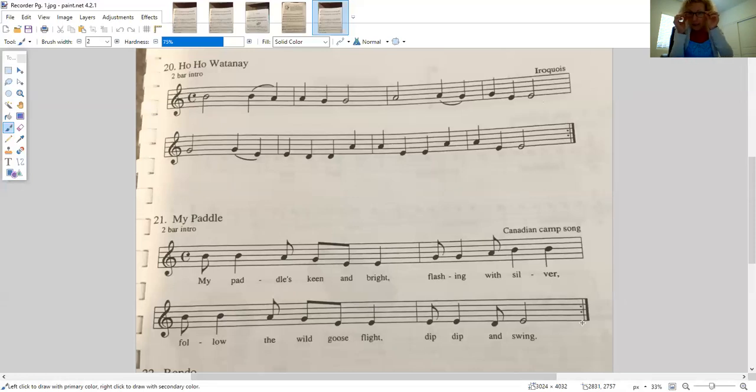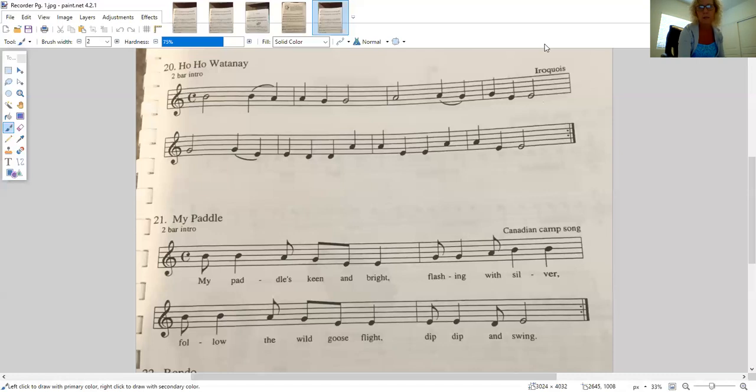Hey, I need new glasses. That second line's different, isn't it? Follow the wild goose flight, dip, dip, and swing. Okay, great song, right? First thing we do, 4/4 time. Now, there's a little trick to this one, okay?